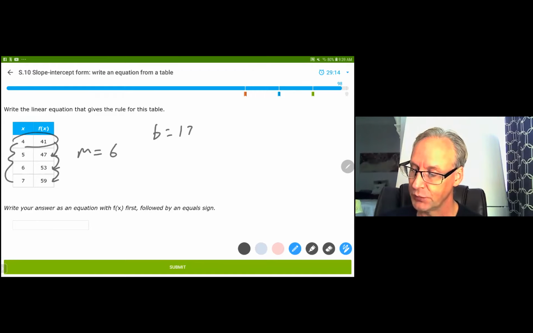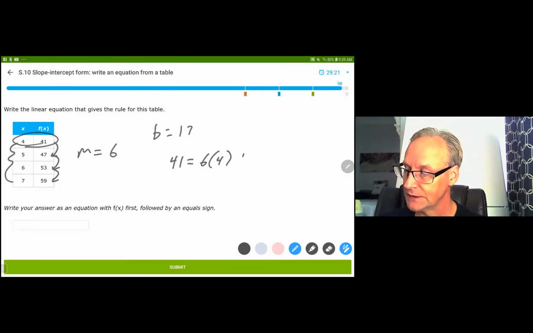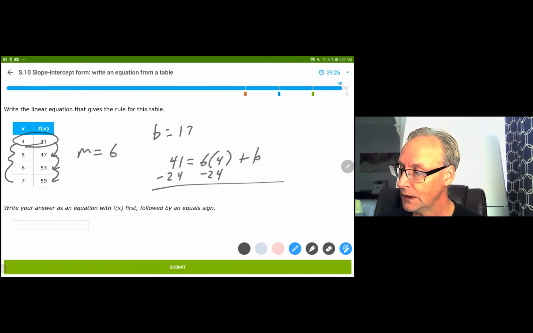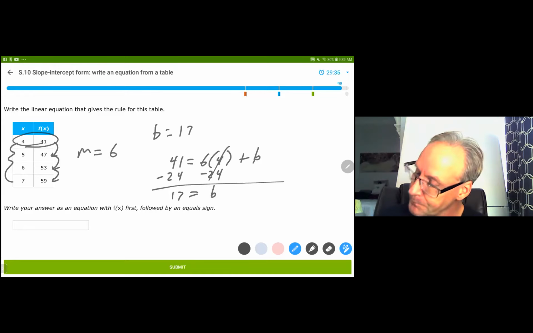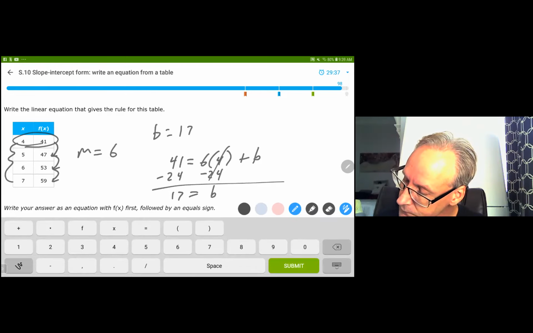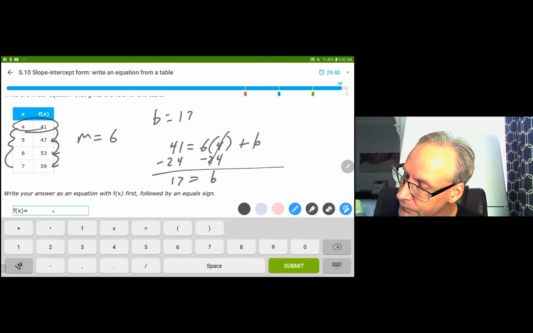I'm going to go through the steps one more time. Last time. There's a point. So we have y equals mx plus b. We have to subtract 24 from both sides. And we get b equals 17, don't we? And 17 and 24 does make 41. m is 6 plus 17.